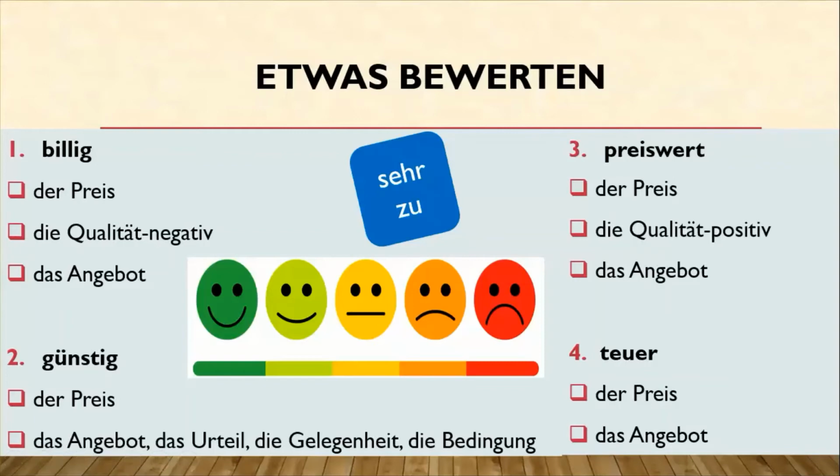And lastly, we have teuer, which is expensive. And we can use this with the price. So we can say that something is expensive in terms of price. But we can use this also with the offer. So some offer is expensive.